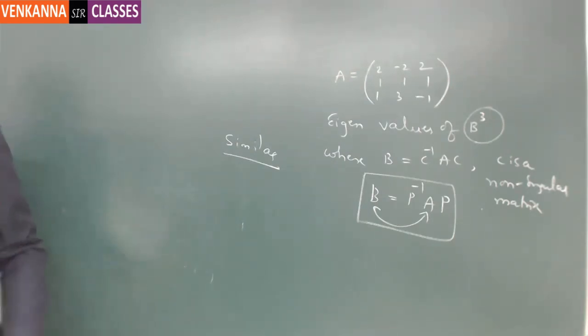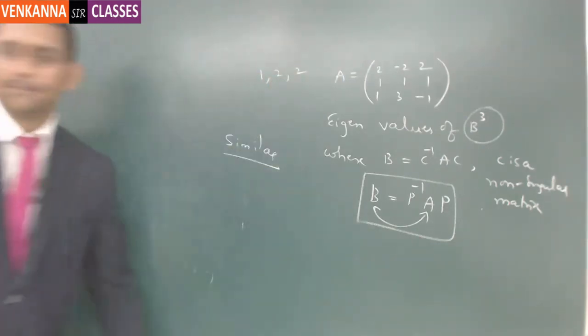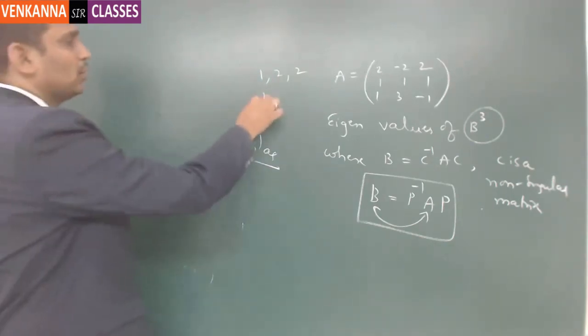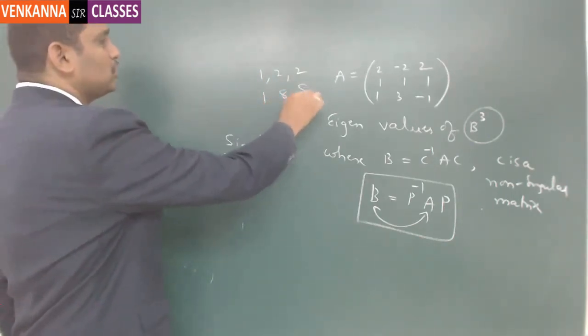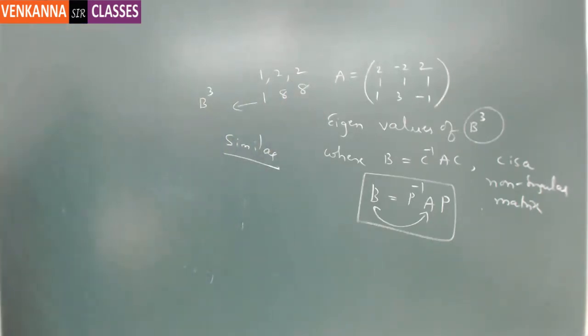So let me say, if eigenvalues of A are nothing but 1, 2, 2, let us say, then what are the eigenvalues of B cube? 1 cube is 1, 2 cube is 8, 2 cube is 8. These are the eigenvalues of B cube. Okay? So please take a note of that. Is the approach clear to all?